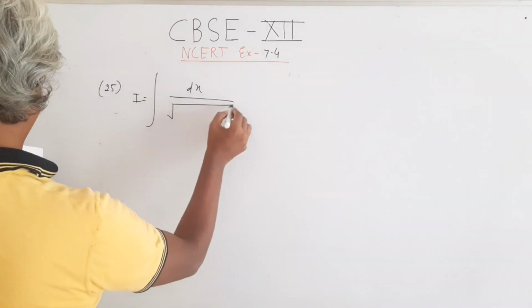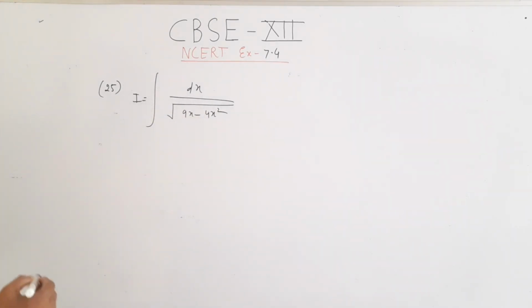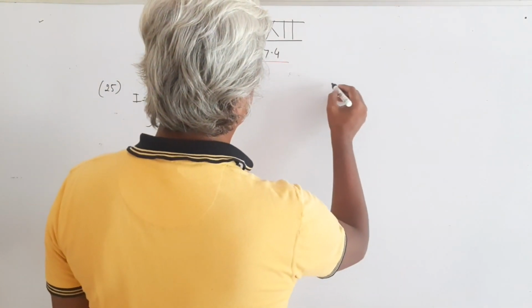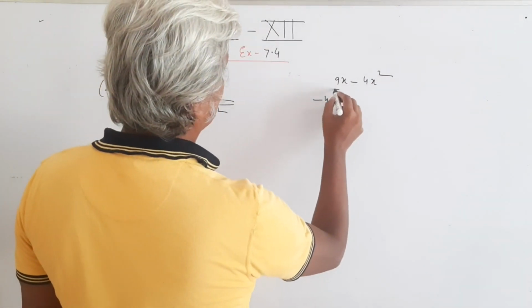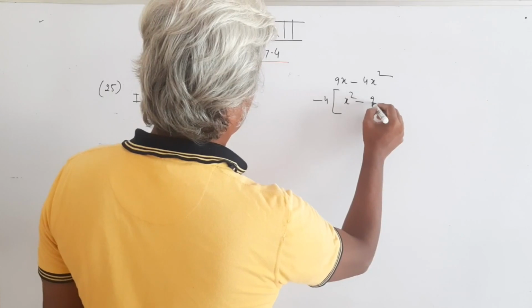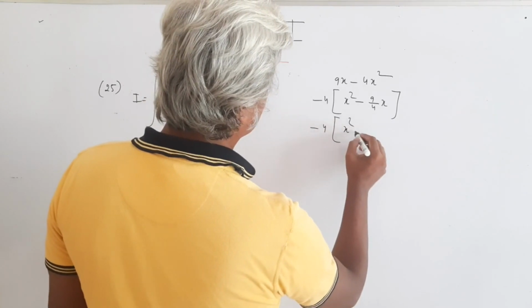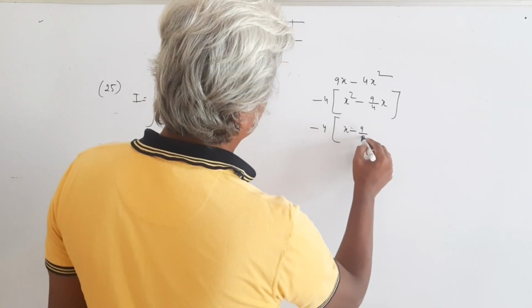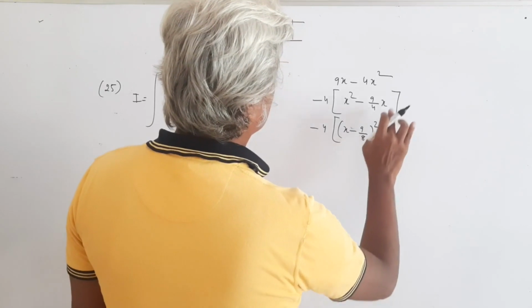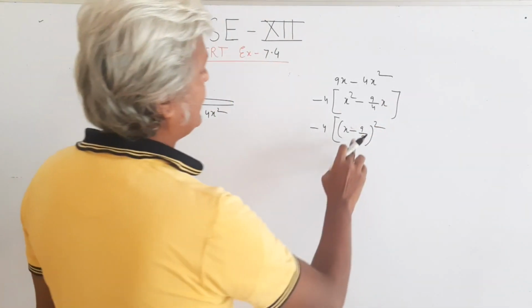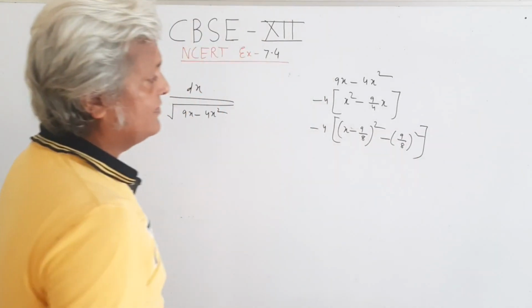So this I is dx over under root 9x minus 4x square. Then you can write this as 9x minus 4x square. Better you take minus 4 common. You get x square minus 9 by 4 x. Then you write minus 4 times x minus 9 by 8 whole square, and then since the last term is 0, 0 minus the square of this, that is 9 by 8 whole square. This is the form directly.